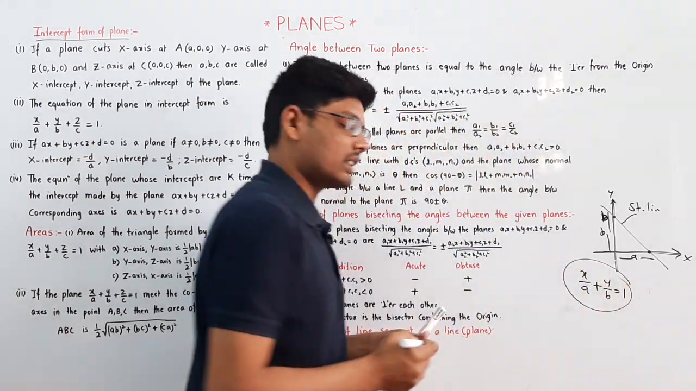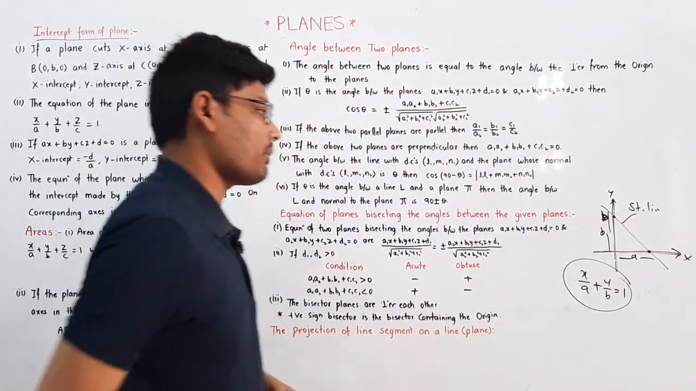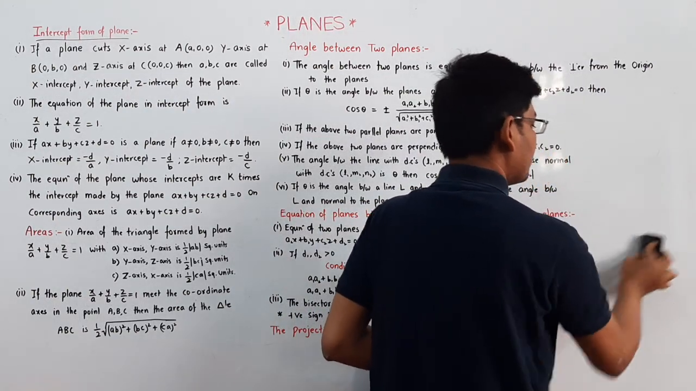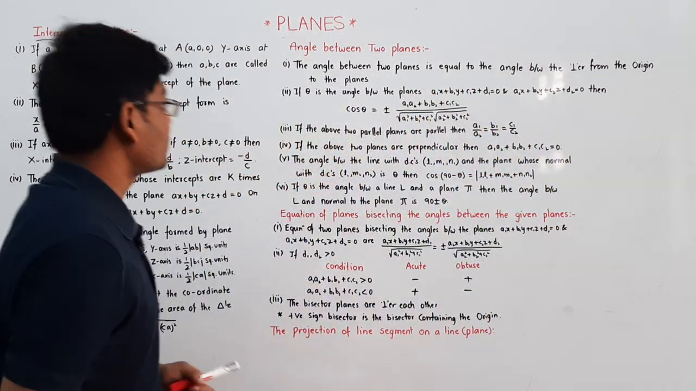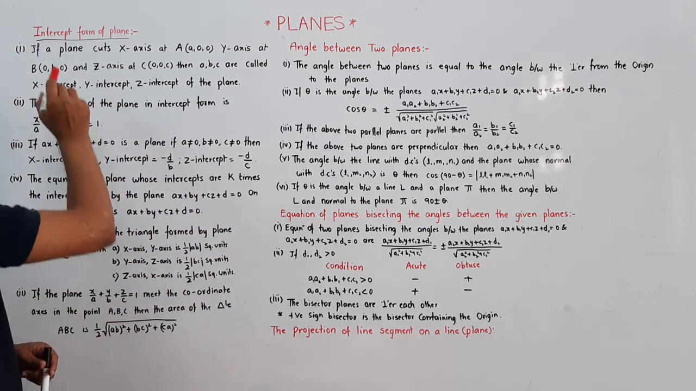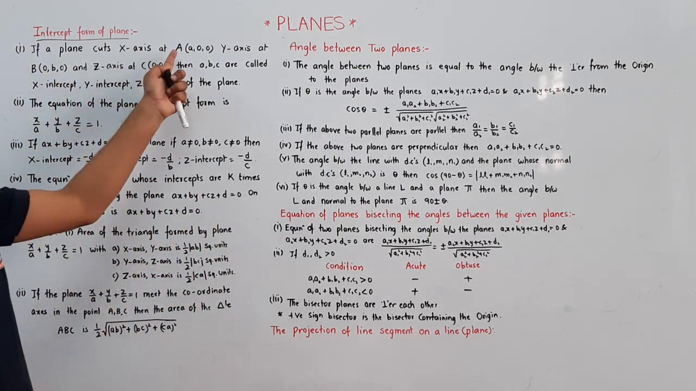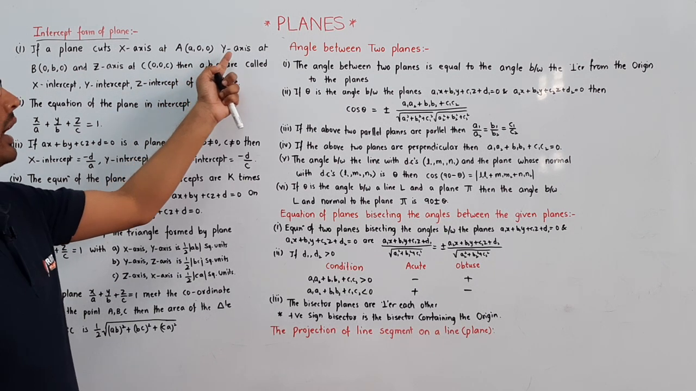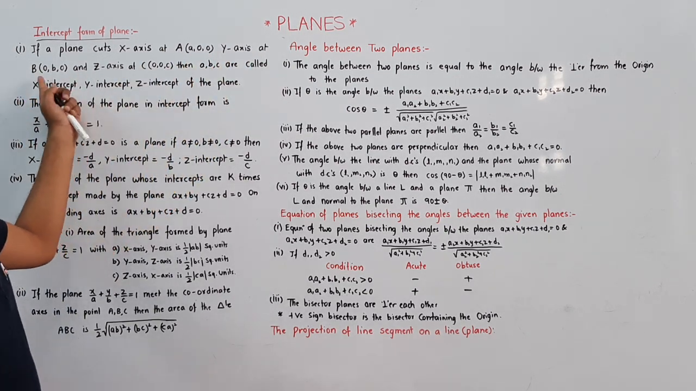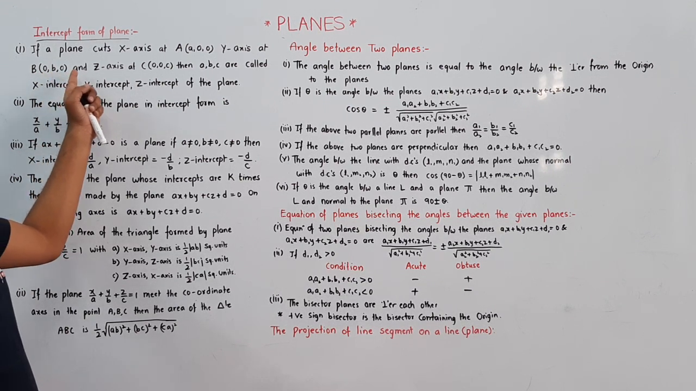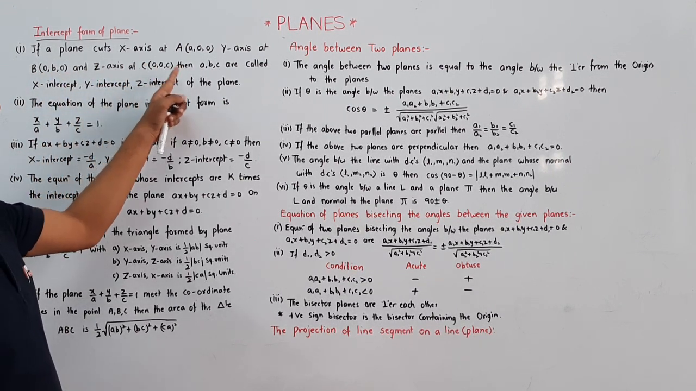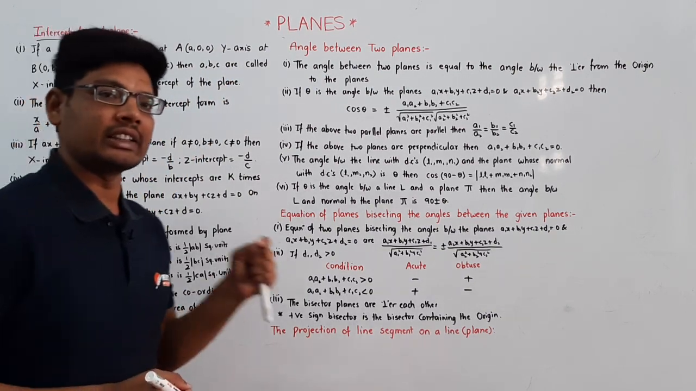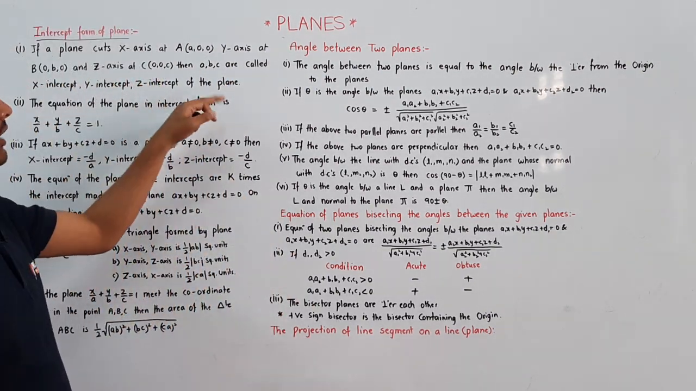Similarly, we are going to discuss the intercept form of a plane. See here, if a plane cuts the x axis at the point a, 0, 0, the y axis at 0, b, 0 and the z axis at 0, 0, c, then a, b, c are the x intercept, y intercept and z intercept of the plane.